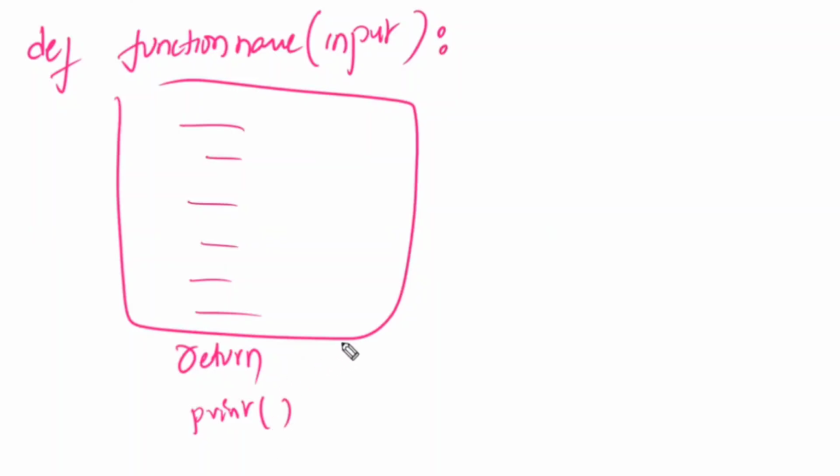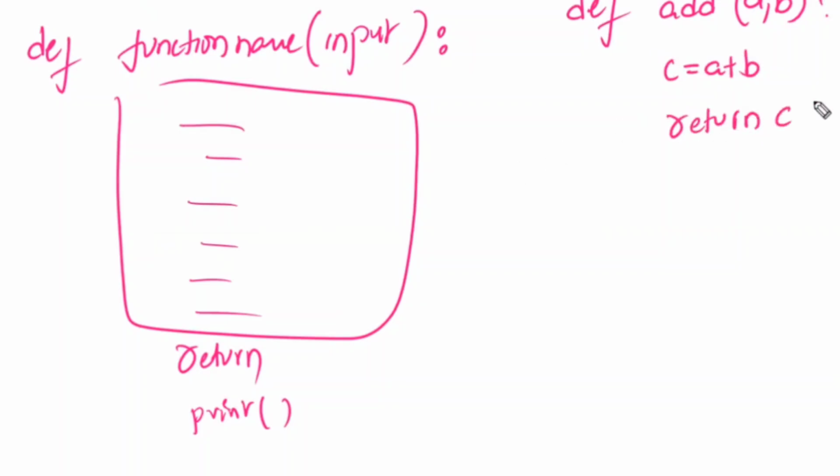Now, first let us start with a simple example. def, function name I am creating as add. Inputs, I am going to give two inputs, a comma b, colon. Inside this, I write the code: c equals a plus b, and return the c value. The function is completed. Creation of the function is completed. This is called creation or defining a function. You are defining a function.